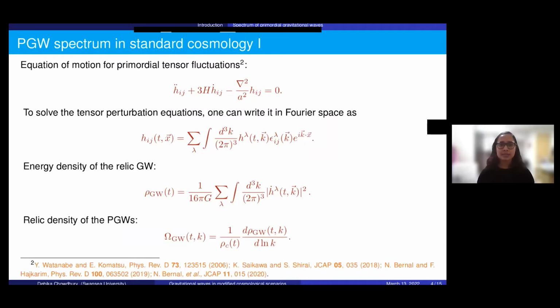So this is a brief description of the generation of primordial gravitational wave spectrum in standard cosmology. I will not discuss this in detail because Tanmoy has already discussed this very nicely in his talk. I will just say that the main quantity of interest is the relic density of the PGWs, the primordial gravitational waves, which is given by this expression here. And rho c is the critical energy density of the universe.